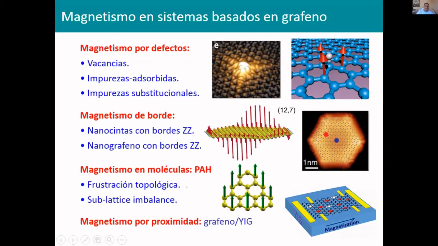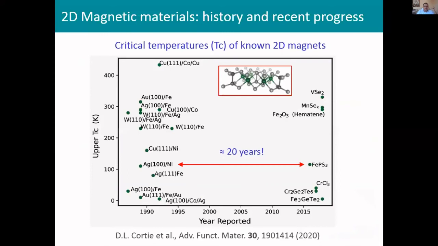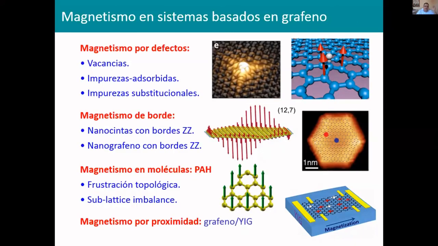So more recently, the magnetism has also been characterized in polyaromatic hydrocarbons, very small structures, molecules, also based on hexagonal rings of carbon atoms. In this case, the magnetism is induced or resulting from the topological frustration and the sublattice imbalance. And very, very recently, we have the report of magnetism in graphene as a result of proximity.